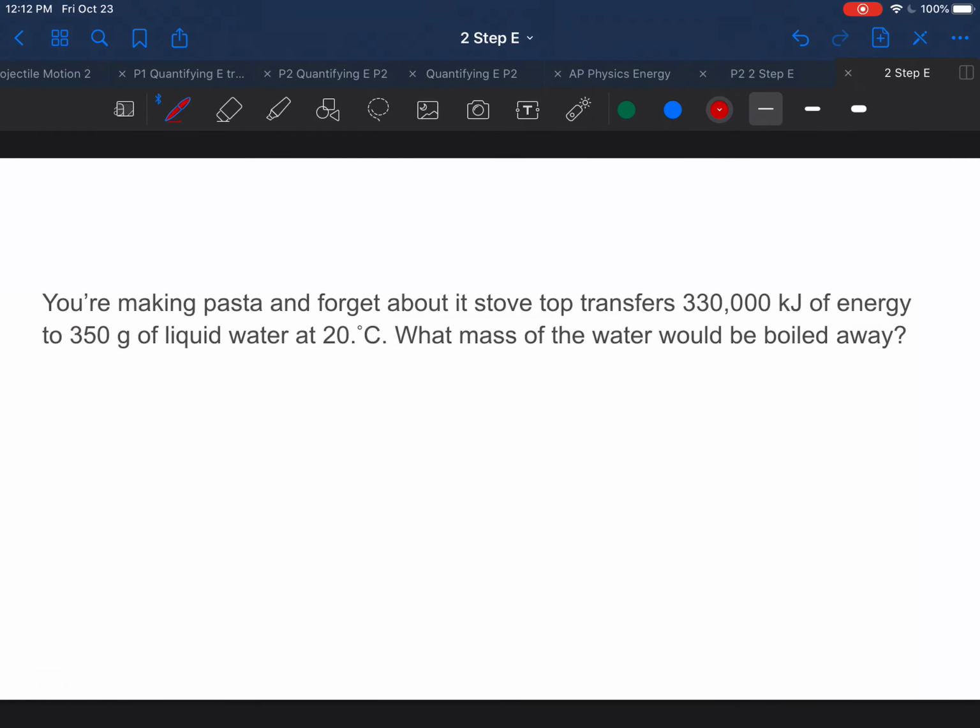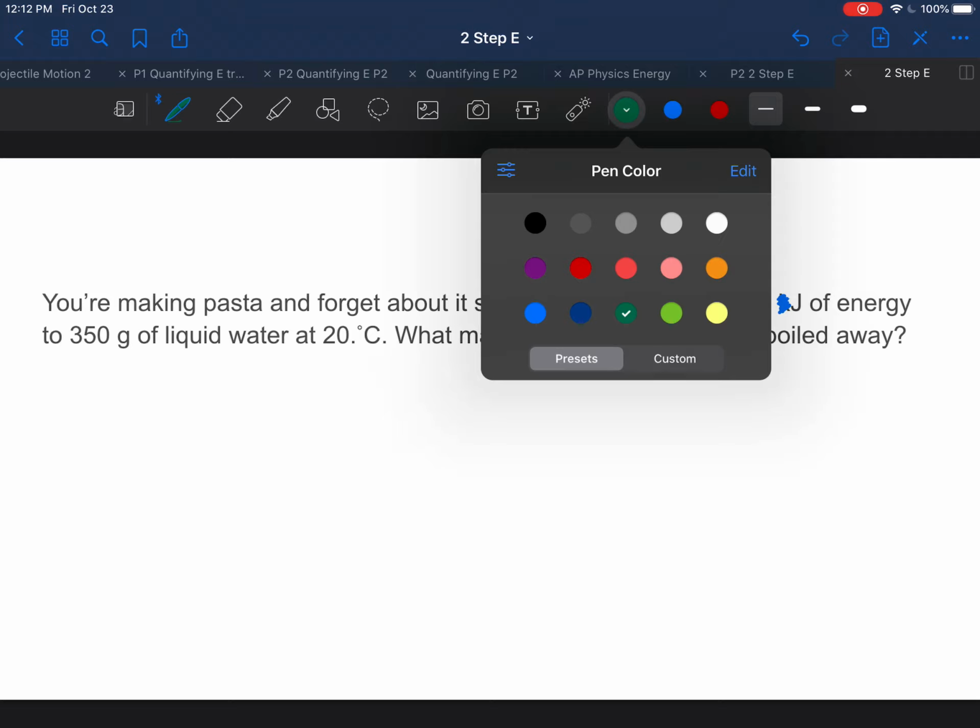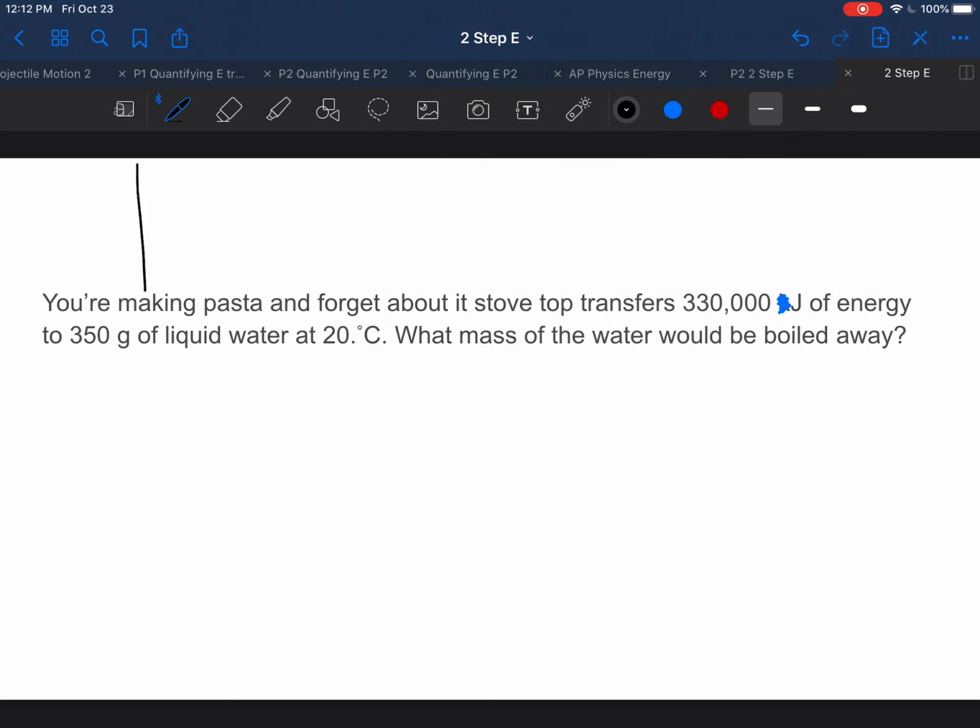Now, this one's a little easier. The one that's harder is where you are given the amount of energy, and then you have to figure out what the final result is. So let's say you're making pasta and you forget about it. The stovetop transfers 330,000, I just want that to be joules of energy, to 350 grams of liquid at 20 degrees Celsius. What mass of the water will be boiled away?